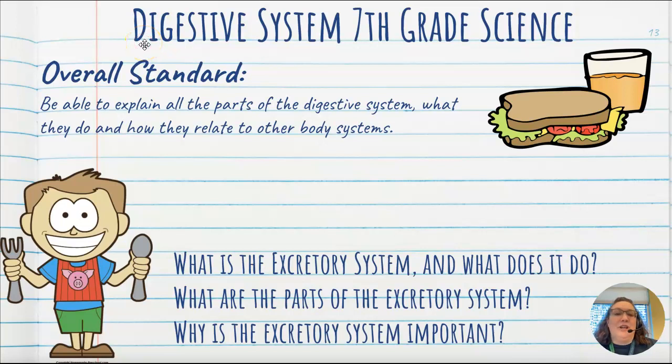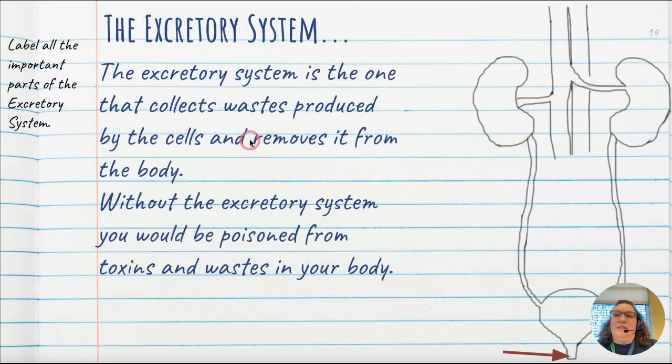Hi guys, so we're talking about the excretory system today, which is related to the digestive system. The parts of the excretory system that we're going to be talking about are pretty simple. We already talked a little bit about the large intestine and removal of solid waste. This is mostly going to be about removal of liquid waste.